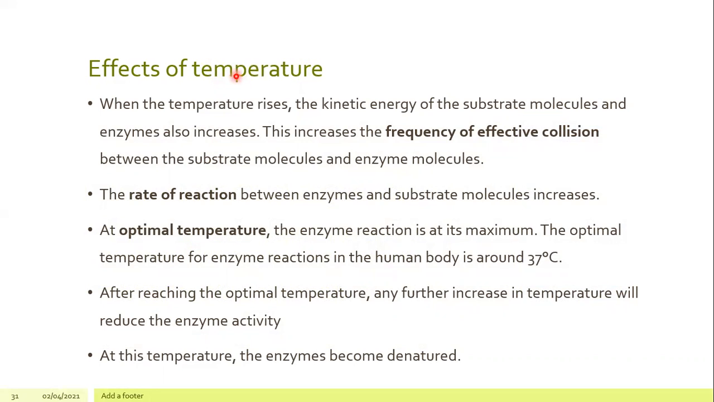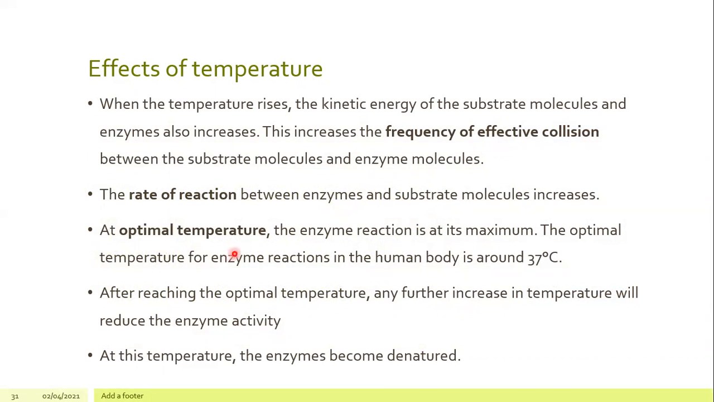When the temperature rises, the kinetic energy of the substrate and enzyme will increase. Okay, so the enzyme and substrate molecules will move faster. This is going to increase the frequency of effective collision, so they will collide more frequently between the substrate and enzyme molecules. When the frequency of effective collision increases, the rate of reaction between enzyme and substrate also increases.